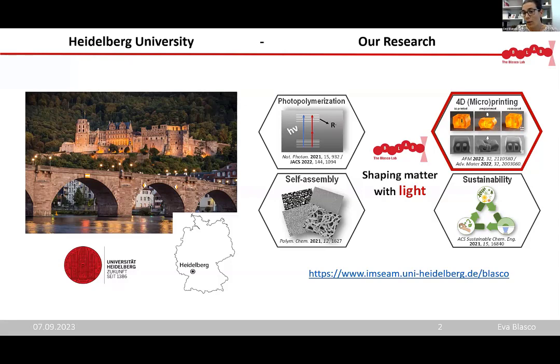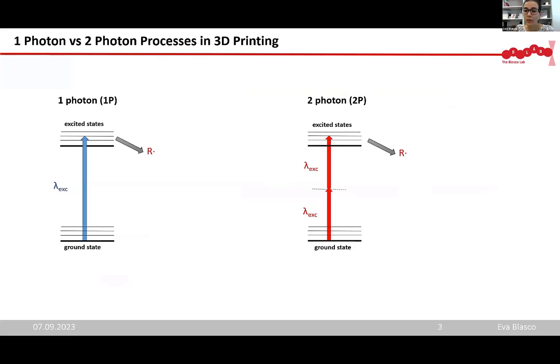I said that our main tool is light, so we print with light. I would like to give a short introduction on the light processes that are very important for 3D printing, and especially the difference between 1 photon and 2 photon polymerization. You all know this, it is very basic, but I think it's nice to have a fresh start.